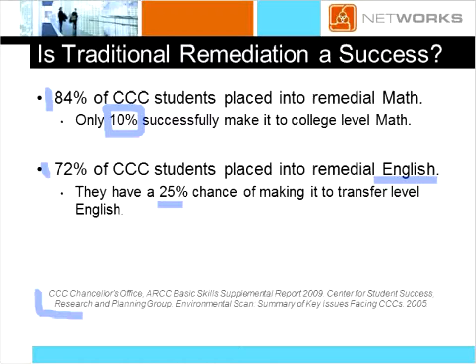So yes, if you could comment in the chat box, is this the same situation in your state, at your school? If I answer my question at the top here, is traditional remediation a success? The answer in California, from what I'm hearing, is a resounding no, it's not a success. So what can we do about this? How do bridge programs address this issue?